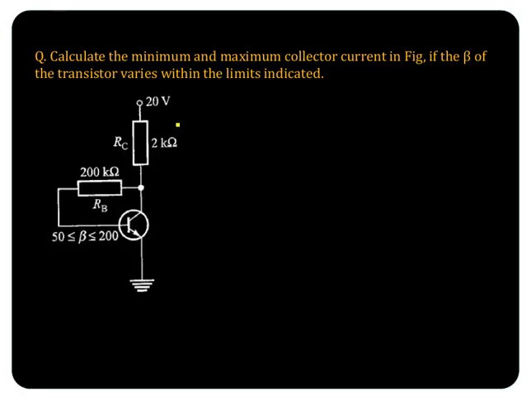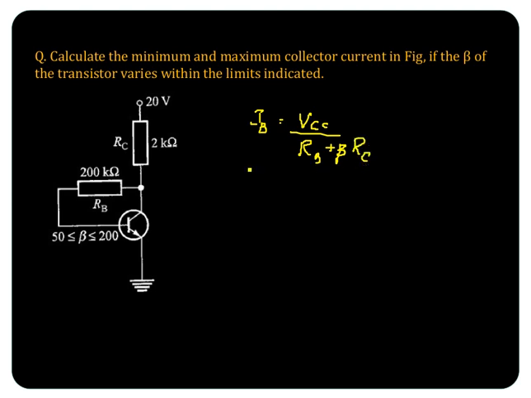So in this problem, you are asked to calculate the minimum and maximum collector current in this figure if the beta of the transistor varies within the limits indicated. Okay, so let us do this. So what is the expression for IB? We just saw now, IB equal to VCC by RB plus beta times RC.